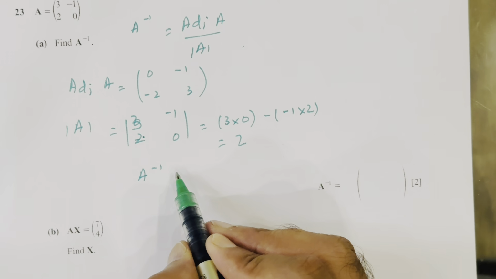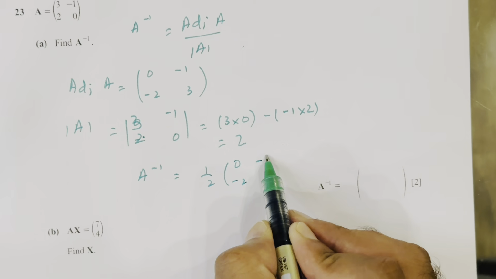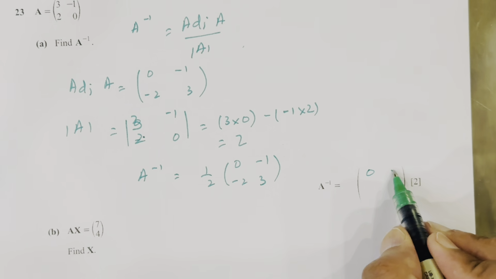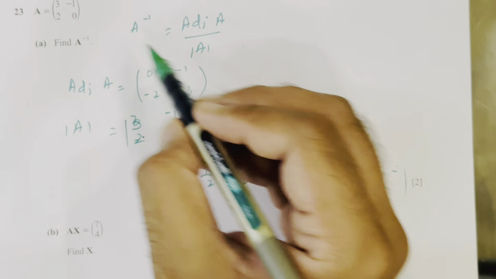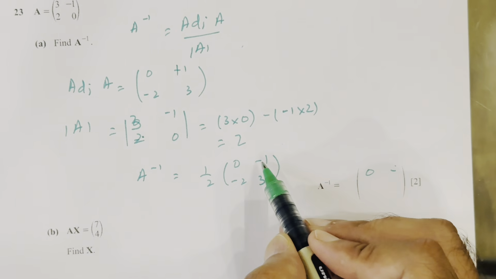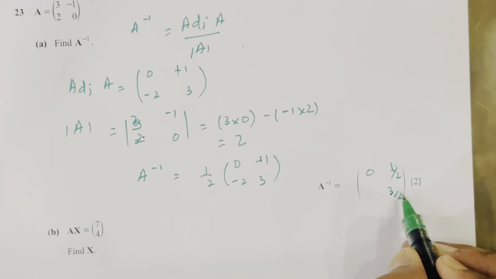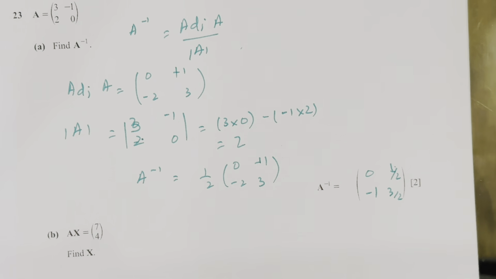So A inverse would be like that: 1 by 2, 0 minus 2 minus 1, 3, or you can divide by 2. After dividing by 2, you get the value over here. It would be 0, 1, then 1 by 2, 3 by 2, and minus 1. So this is our answer after dividing by 2.